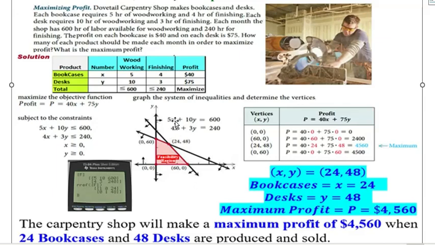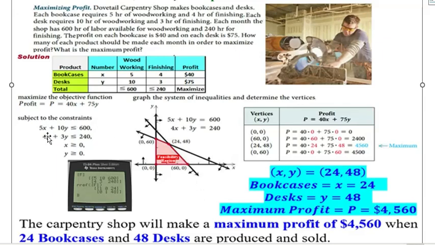So here when x is 0, y is 60, that is 1 point. Then when y is 0, x is 120. And that is the first line. Then we need to graph 4x plus 3y equals 240. When x is 0, y is 80. And that is this point. When y is 0, x is 60. And that is 60, 0. And that is the other line.